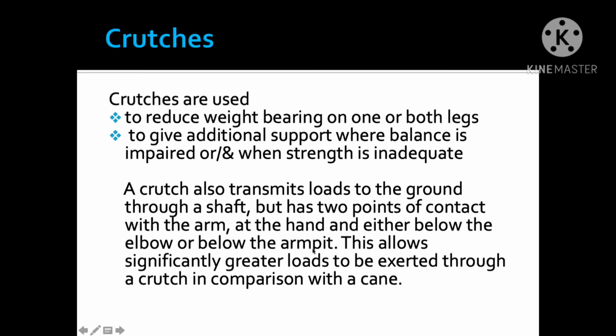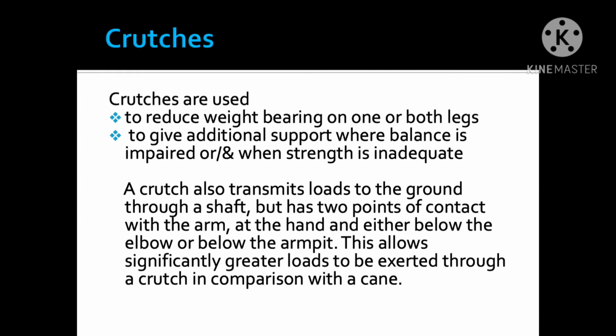Now this is important because depending on the point of contact, your measurements will differ. And every one of you must know how to take measurements for walking aids, because you will be prescribing walking aids to your patients.